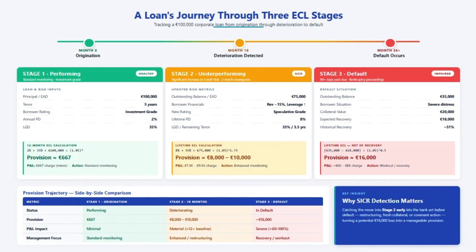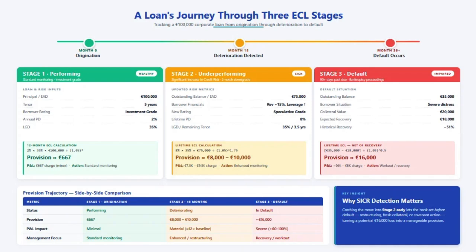Now, the bank must provision for lifetime ECL on the remaining 3.5 years of the loan with an estimate of 8% PD and 35% LGD. Depending on the remaining exposure and discount rate, in this case, the lifetime ECL might come to around 8,000 to 10,000. It's a dramatic increase. The idea is that I want you to understand that as the loan moves from stage 1 to stage 2, there is a huge jump when it comes to provisions between the stages.